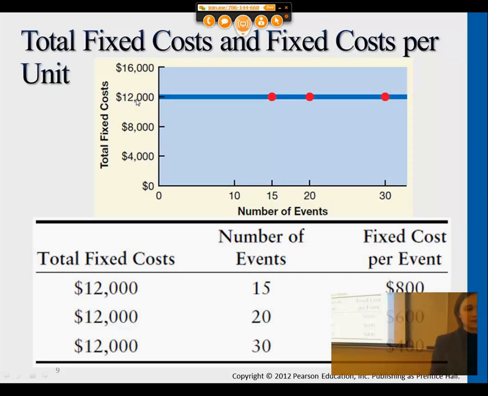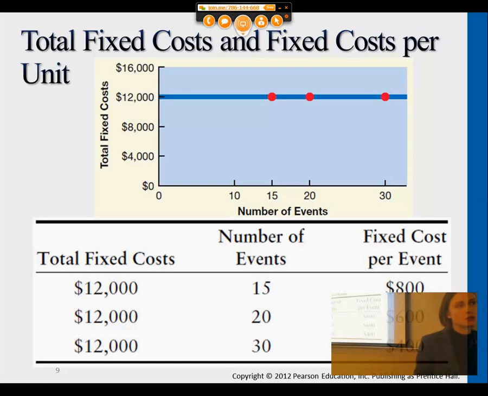So we said that, do you see how independently of the number of events, my cost is still the same? So what I'm going to do, at 12,000, I'm going to find where I have 15 events, and then 20 events, and 30. And my line is going to be parallel to the number of events axis. Okay?